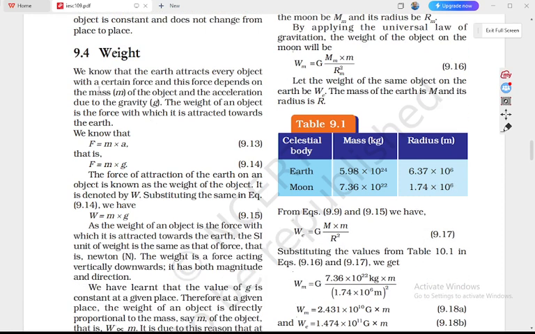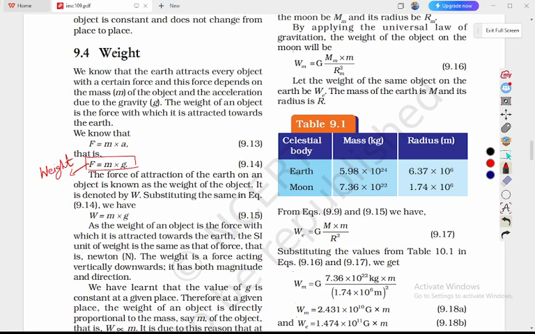What is weight? We know that earth attracts every object with a certain force, and this force depends on the mass of the object and the acceleration due to gravity. The weight of an object is the force with which it is attracted towards Earth. We know that F equals ma, and therefore the force, or weight, is F equals mg. Weight equals m into g.